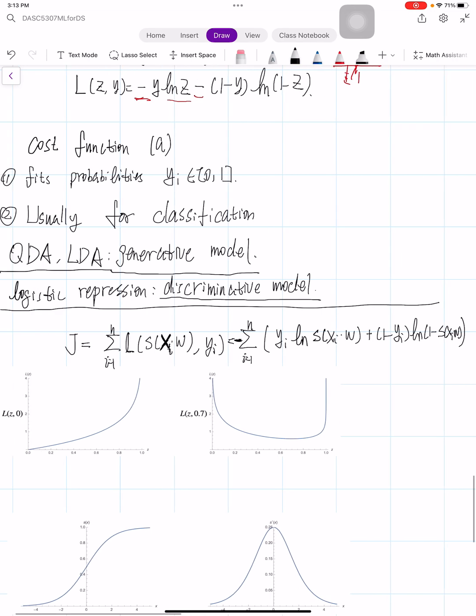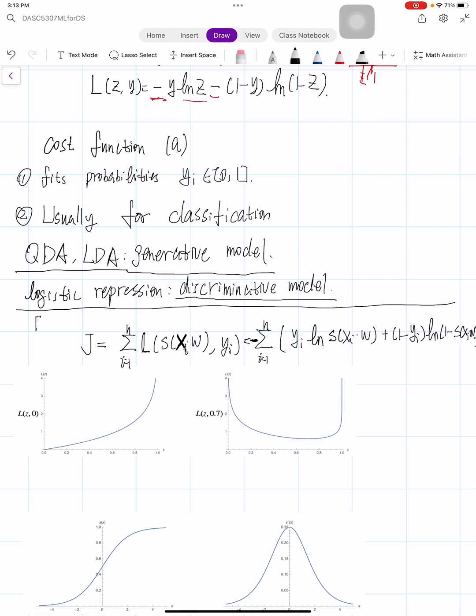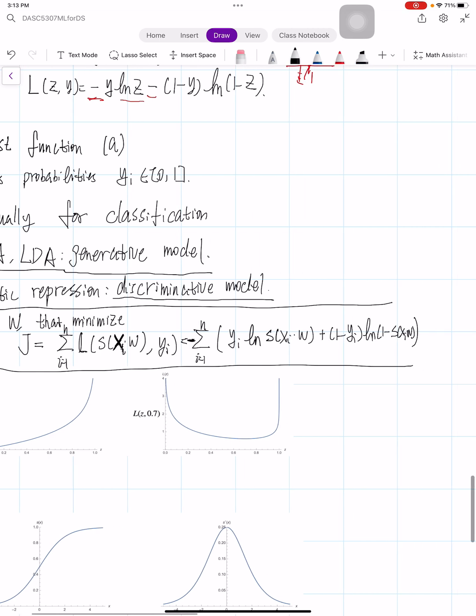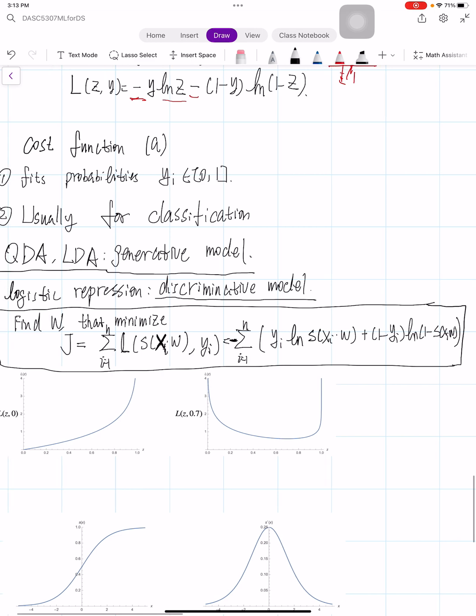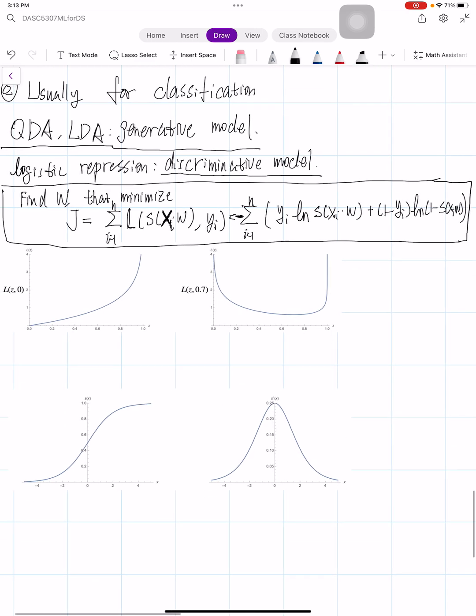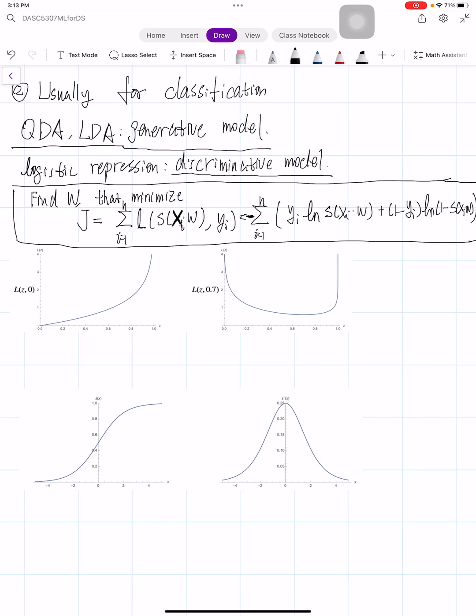Okay, so what we need here is to find w, the parameters in the logistic regression, that minimize the following loss function. Logistic regression doesn't have a closed form solution like linear regression. We have to use numerical methods to find the solution. But now let's see what the loss function looks like.